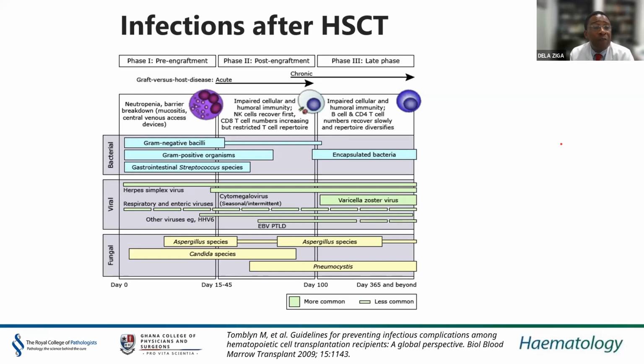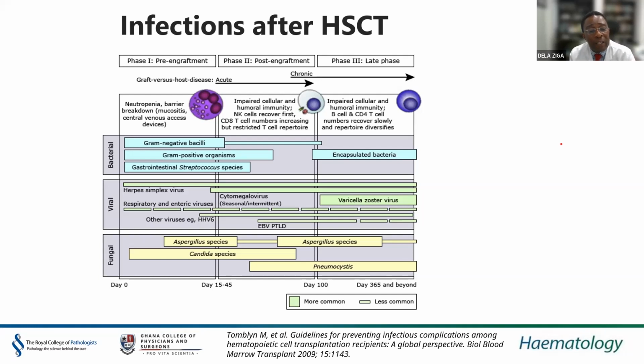So the first phase is the pre-engraftment phase, where there's neutropenia because of the conditioning you've given, and they break down the barrier, so there's mucositis. Most of them have central venous access. At this time, the most common bacteria you see are gram-negatives, which are translocations from the gut. You also have gram-positive organisms. So as soon as they have fever, you want to cover them empirically for these organisms. You typically begin with a beta-lactam antibiotic that covers Pseudomonas, and if they continue to have fever, you add a gram-positive antibiotic.